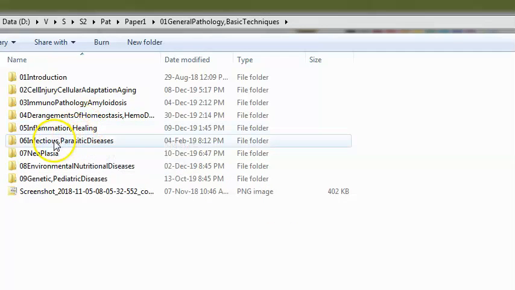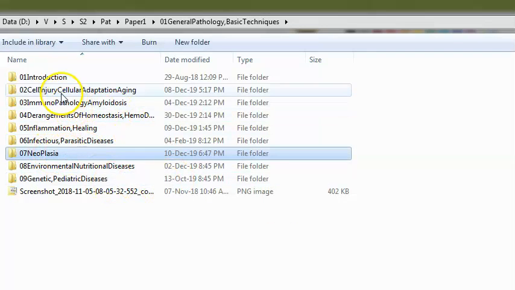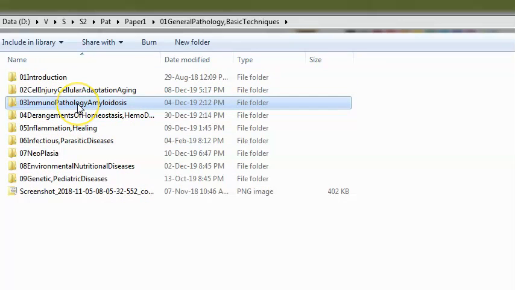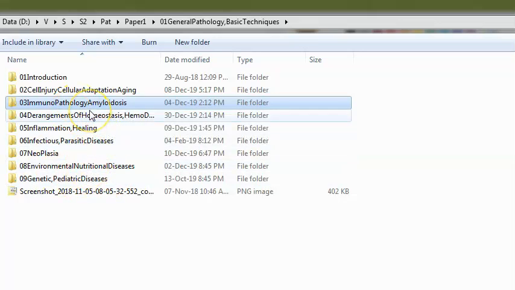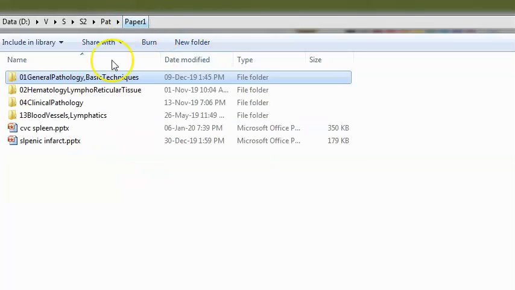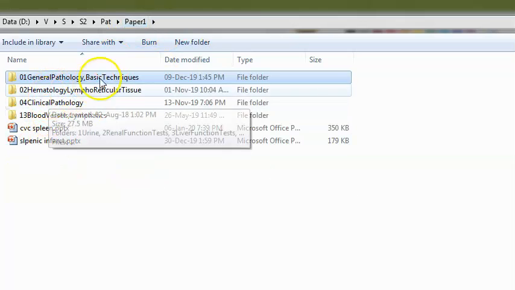Now let us say general pathology, how to read. In general pathology, neoplasia is a very important chapter. Basic concepts about these you should know, like which word comes where. Everything has specific words in pathology.